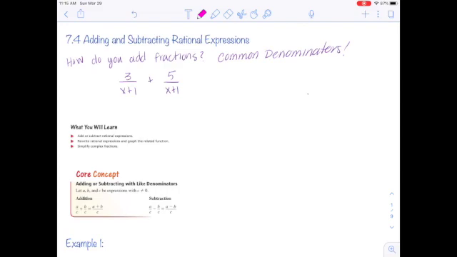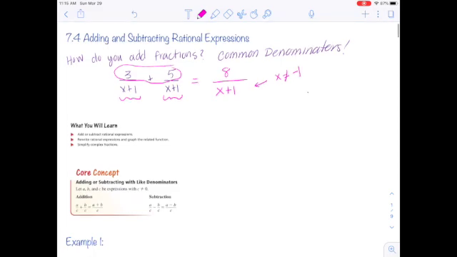We need common denominators. If you see 3 divided by x plus 1 plus 5 over x plus 1, you'll see right now we have common denominators. They're the same. So you keep the same denominator, and then you're going to add across your numerators. So 3 plus 5 gives you 8. So your fraction would just be 8 divided by x plus 1. Now, there's a little caveat. You have to make sure that x cannot equal -1 or your fraction is undefined.